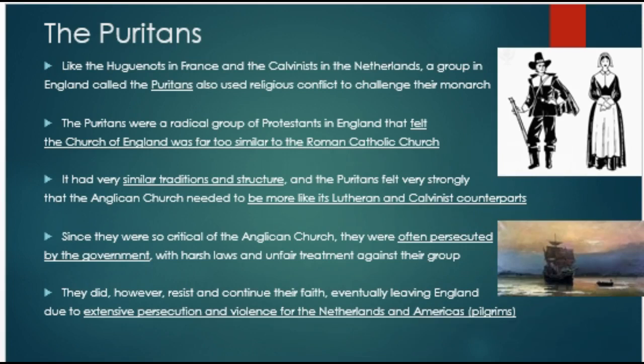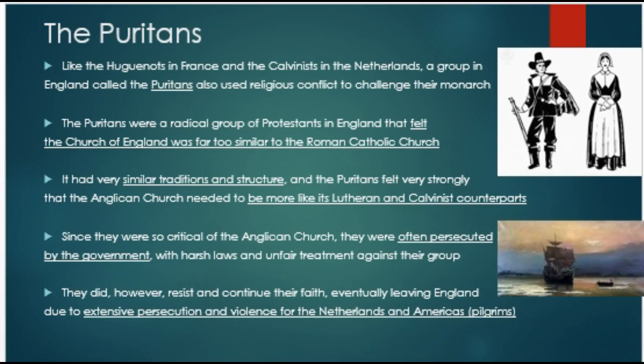They wanted to get rid of stained glass, pageantry, gold, sacraments, all of those things. And since they were so critical of the Anglican Church, they were often persecuted by the government with harsh laws and unfair treatment against their group. As we stated earlier, the Puritans felt Mary the Catholic's wrath, and many fled to the Netherlands where tolerance was the norm. Elizabeth was tolerant, but as we mentioned, expected loyalty. As the Puritans protested, some of them felt her wrath and persecution as well.